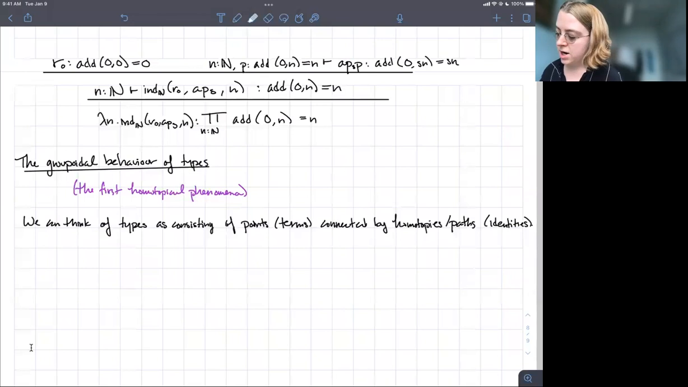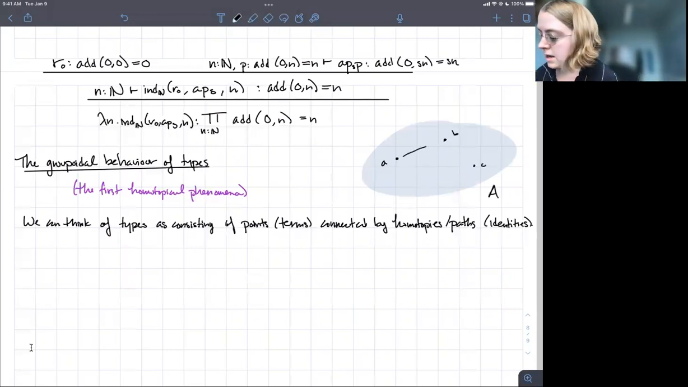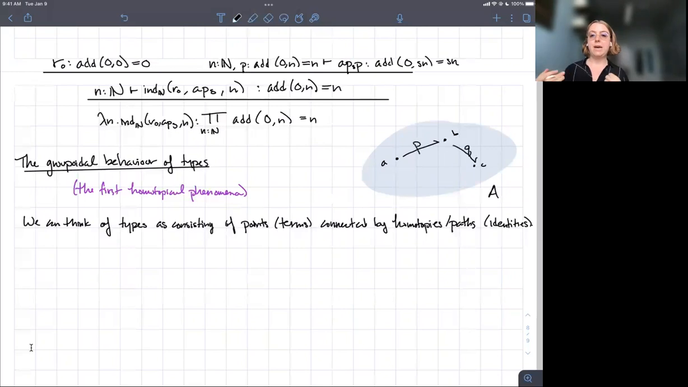Okay, so let me draw a picture here. So let's say this is some type A. We can visualize it in our mind as a collection of terms, call this P, and this guy Q, connected by some paths. Okay, so maybe like we're looking at the torus and we've got some points on the torus and we can walk it for a little ant on the torus from A to B and B to C. I realize that maybe there are some people here who don't know what a torus is, so bear with us. We'll make the homotopy theory hopefully intuitive via type theory, but right now I'm just trying to appeal to some intuition that people might have already from studying spaces from a mathematical perspective.